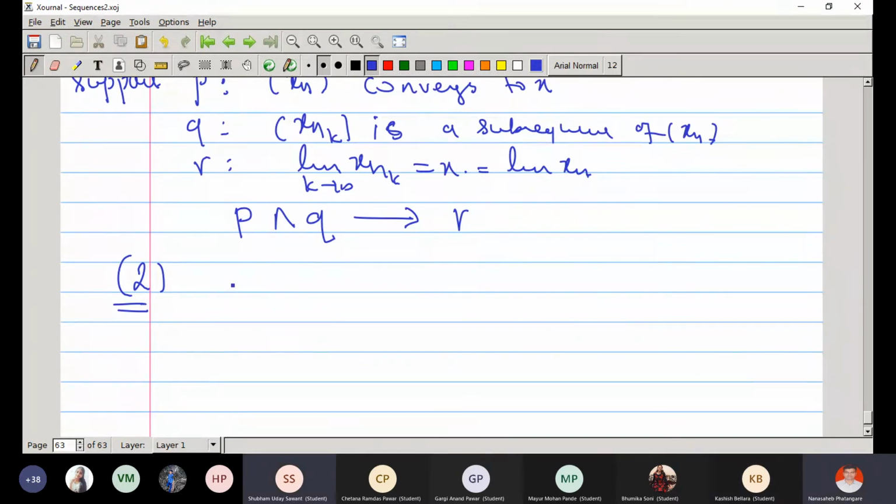Negation of R implies negation of P and Q. If so, there are many ways to say the contrapositive. What is this? We'll see different versions.